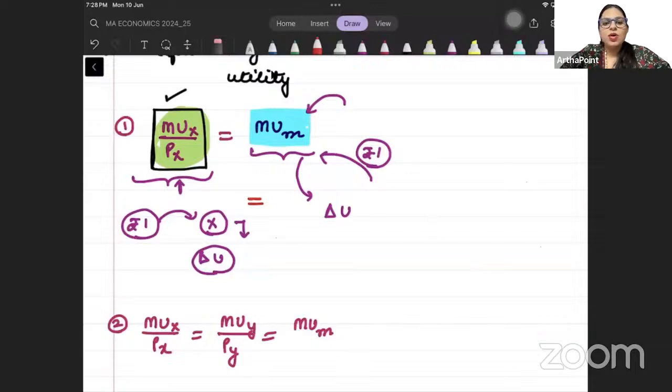Okay, so what I am saying is that this is the extra utility you get by spending the last rupee. And this is the marginal utility of your money, the extra utility you get when I give you 1 extra rupee. Both of them would be equal.